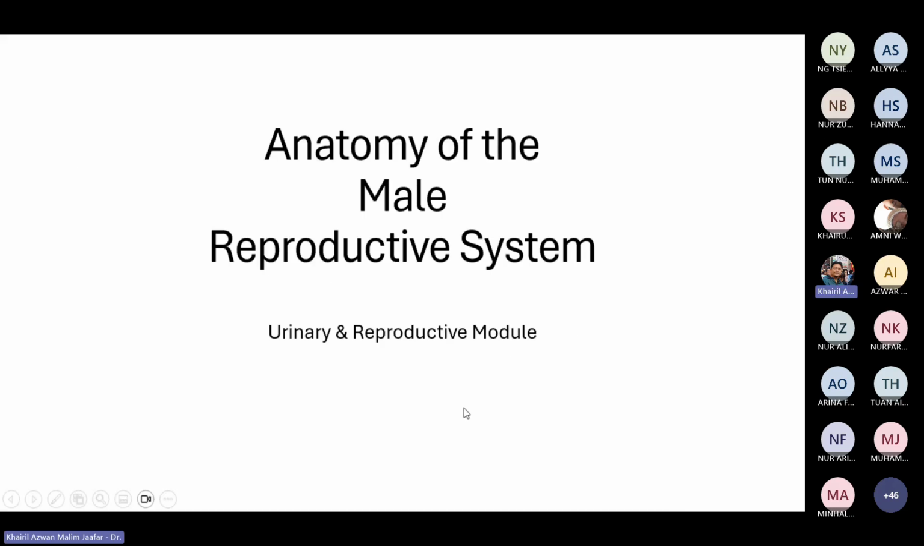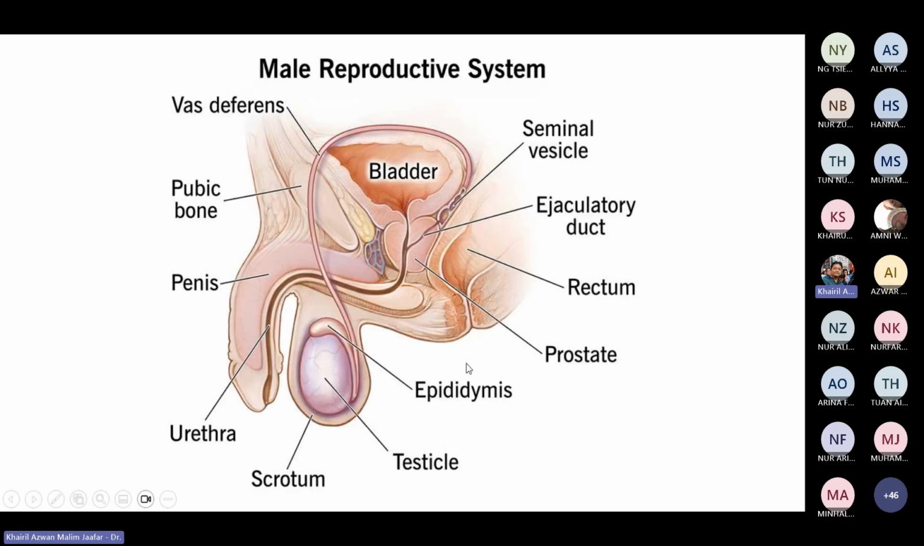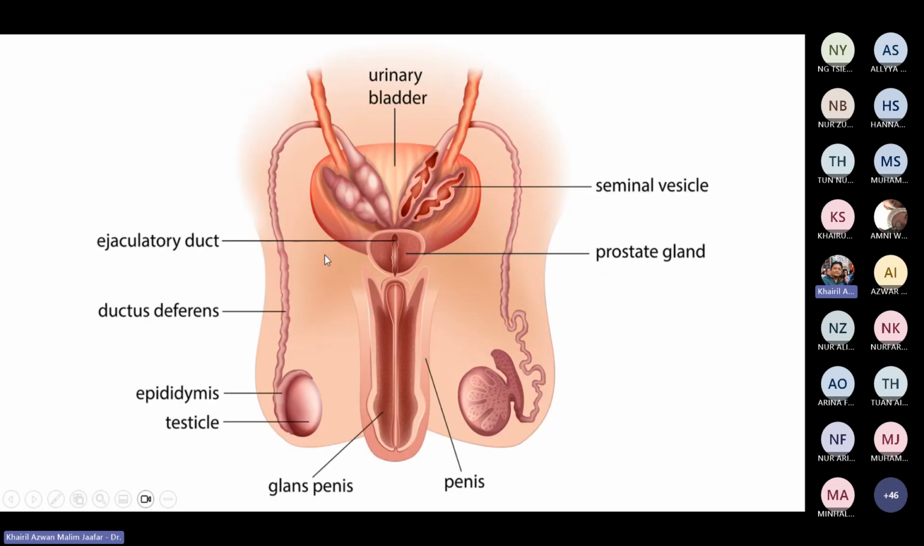Okay, anatomy of the male reproductive system. We'll just go through quickly and see which are the important structures. We have to identify and describe the testes, epididymis, vas deferens, seminal vesicles, penis, and scrotum. So this is the male reproductive system. Okay, another view of the male reproductive system.